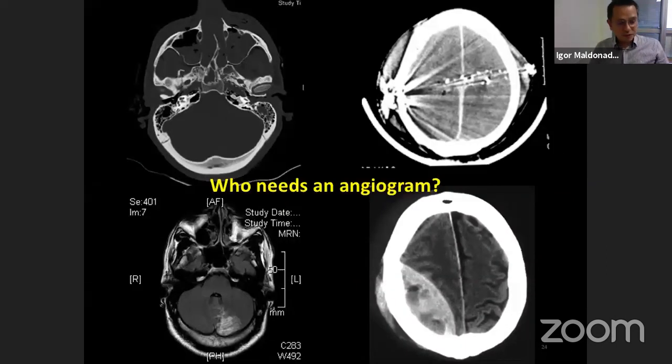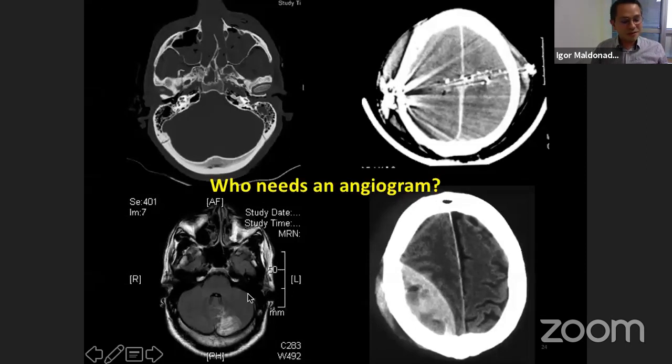Now I need just 1 minute to finish. I come back to the beginning. So we need an angiogram. All of these are trauma patients, but interestingly, the only patient in this panel who would not really need an angiogram is the one who has a hematoma.